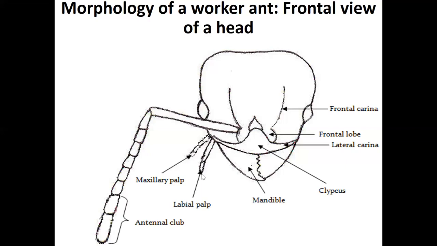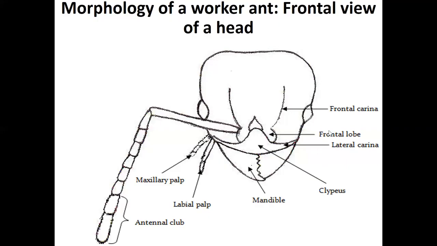shown. In ants, you see biting and chewing type mouth parts. In biting and chewing type mouth parts, or you can also call mandibulate mouth parts, you find mandibles, a pair of mandibles here, one on each side, clypeus. This is a part of the labium, labial palp, and this is a part of maxilla, maxillary palp.